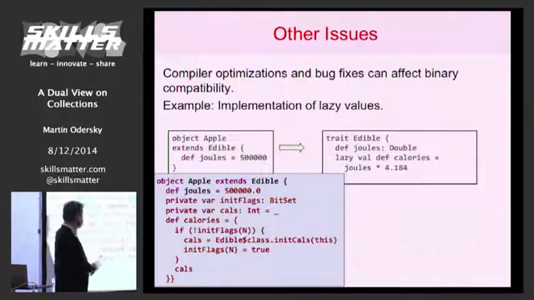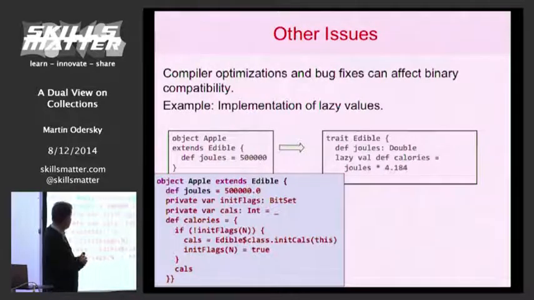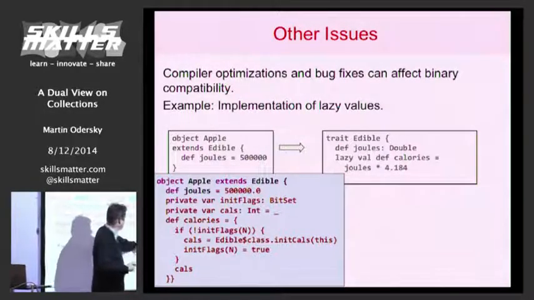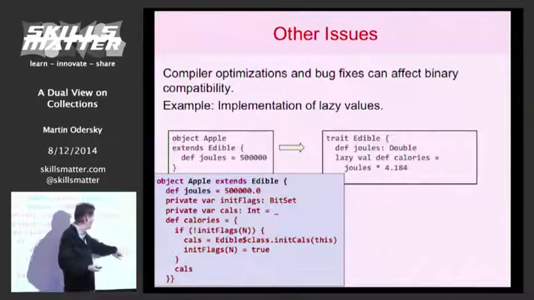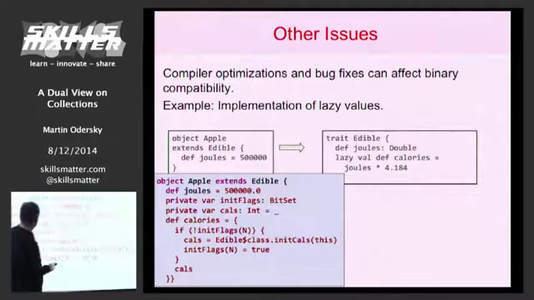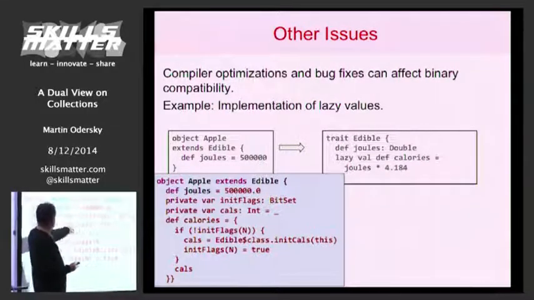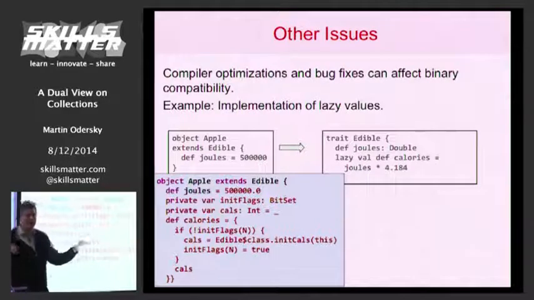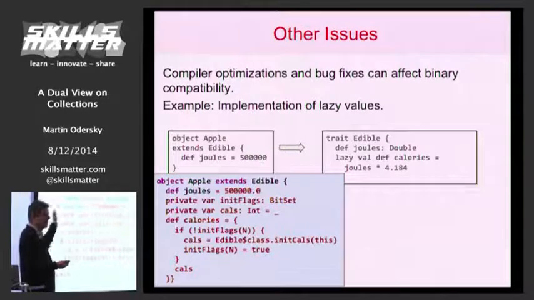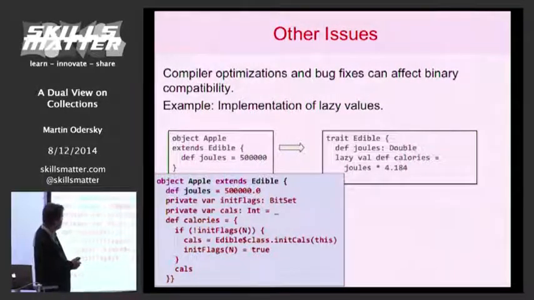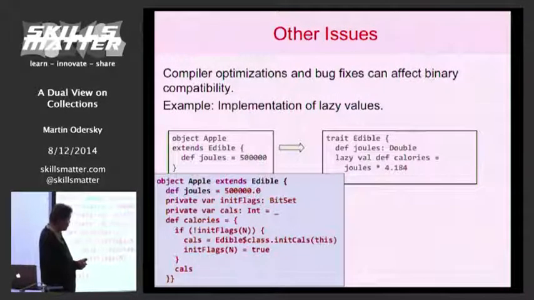And if the value is not yet computed, it would essentially call another method that has to be synthesized, init calories, to compute the first value, and it would store that in the field, and it would set the flag to true to say, well, now I have the value, so the next time around I call this calories, then I can return the value straight away without doing the computation. Okay, so far so good.